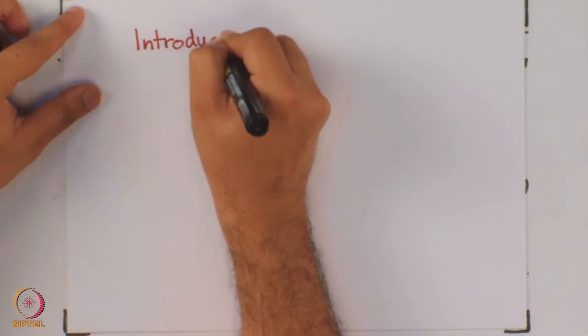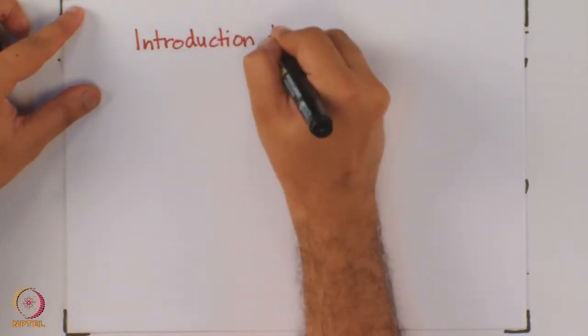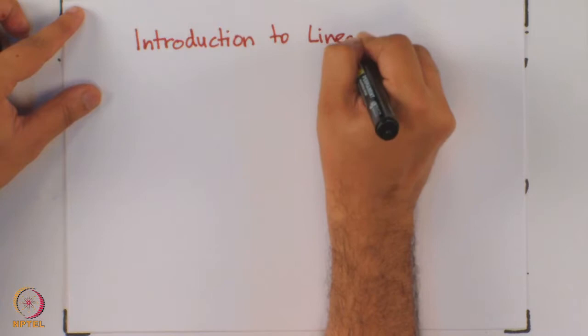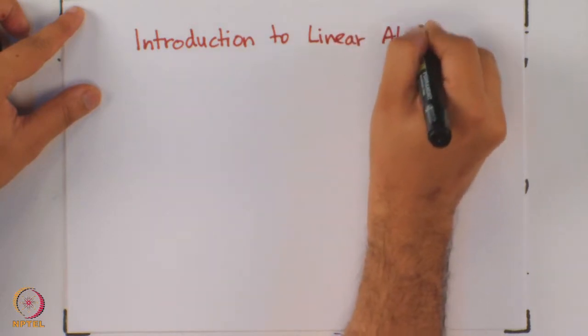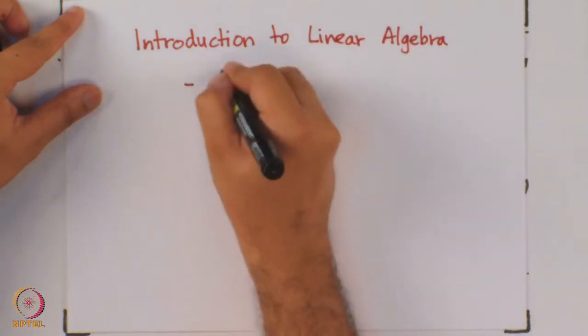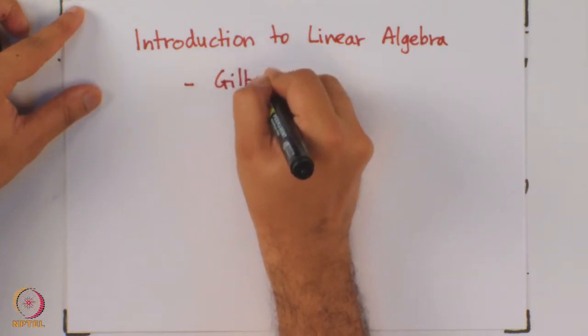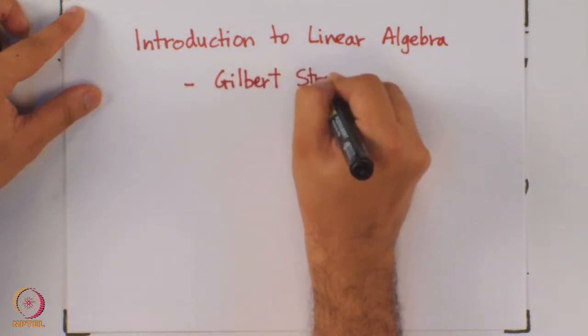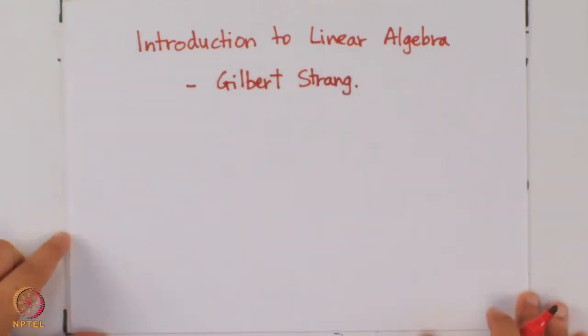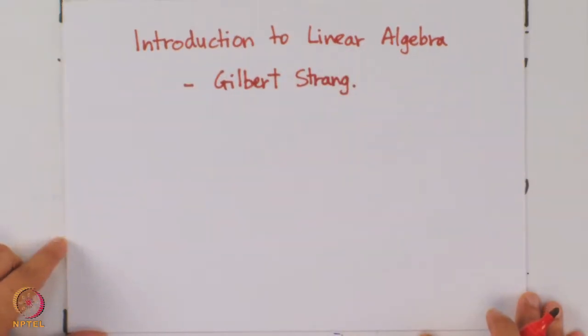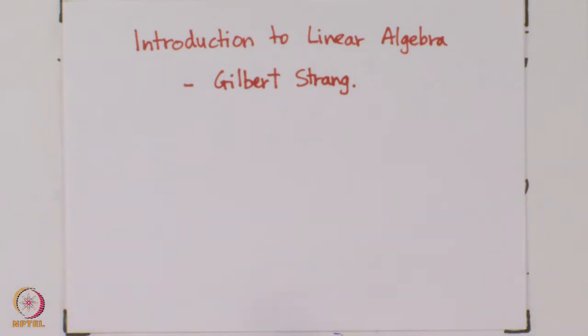For all of you who are interested in exploring linear algebra associated with geometry, there is an excellent book called Introduction to Linear Algebra by Gilbert Strang. It is a very easy read and it is very clear, and it makes you visualize linear algebra in geometry and makes things very easy to understand.